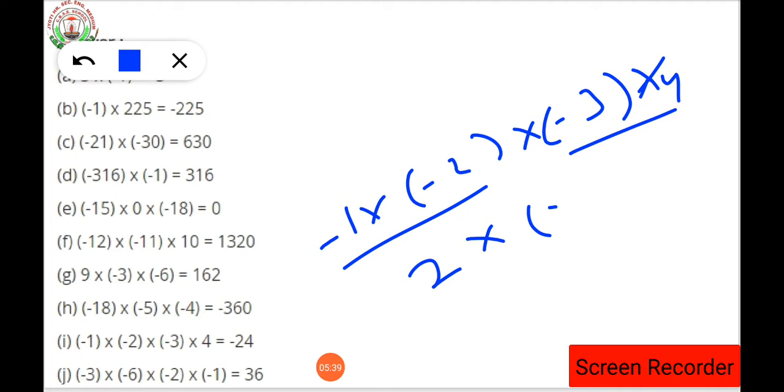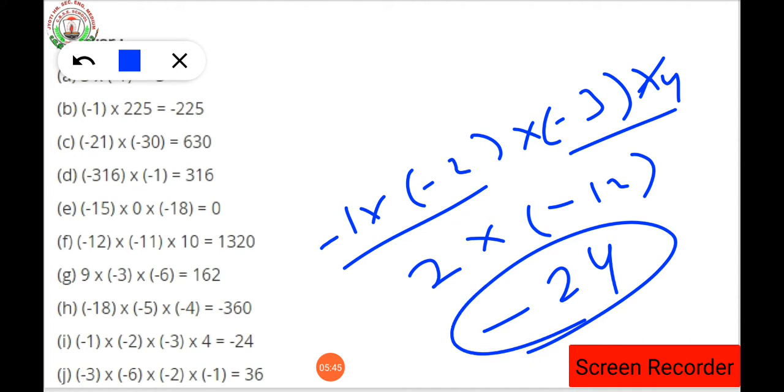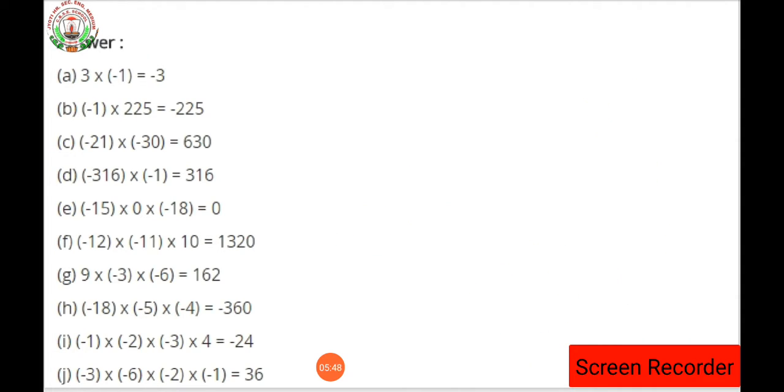So the number will become minus 12 after multiplying. Now multiply it again, it will become minus 24. So the required answer is minus 24. Okay. Similarly for the J part, minus 3 into minus 6 will be plus 18.